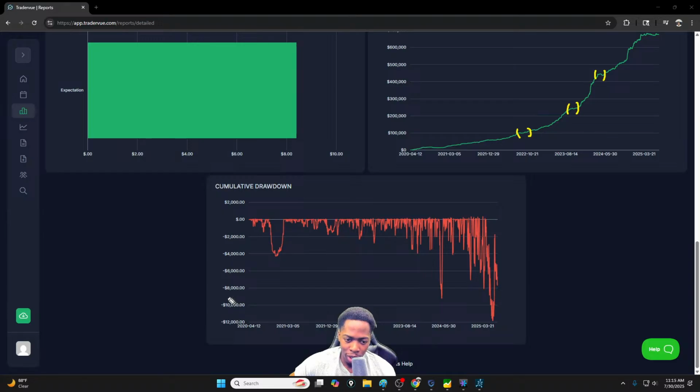10K, 12K. As we know, this can be one good day. So which is why I'm saying I haven't really lost any money. But we haven't been seeing the consistent green that we're used to. The consistent green.